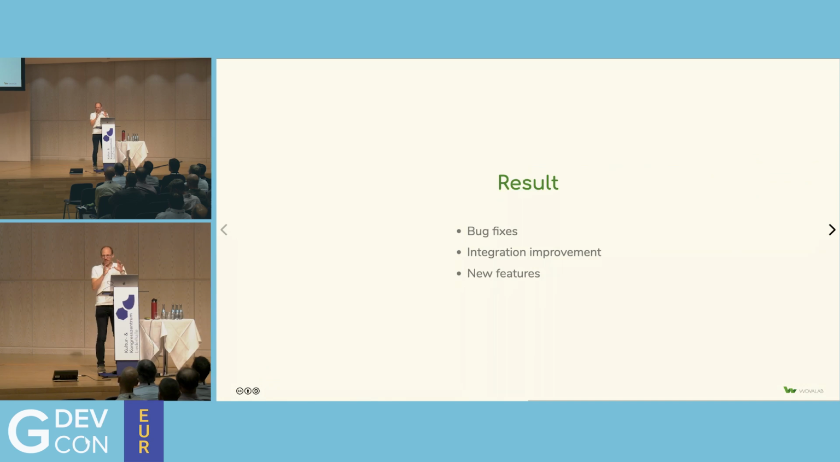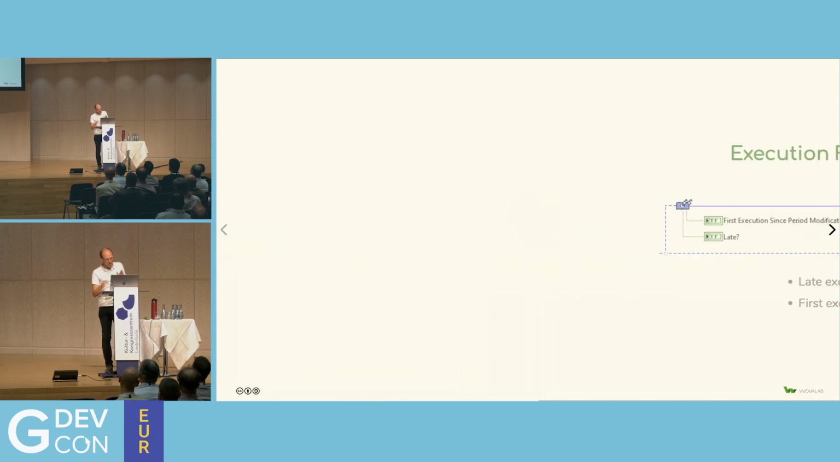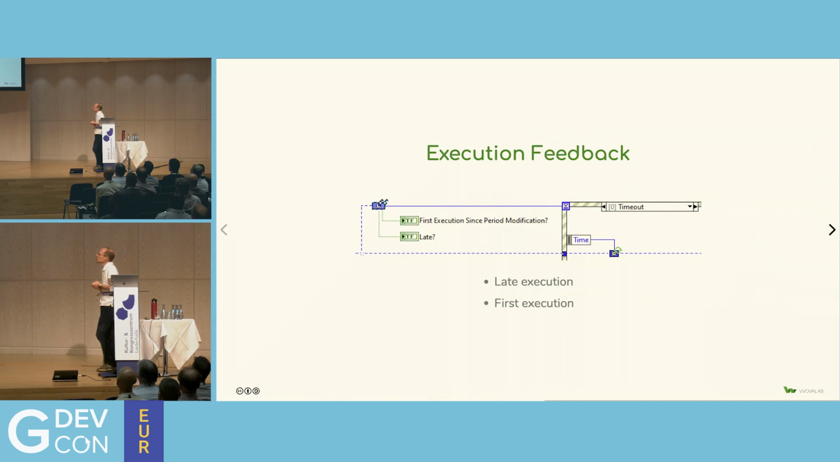Remember, the only goal of the API at the beginning was to set a period and have the helper loop execute at this period. But in the end, I figured out it was really easy to give execution feedback to the user. Is it the first execution since I started the helper loop? Is my execution late? Does my code in the timeout case take too much time to execute at the expected period?